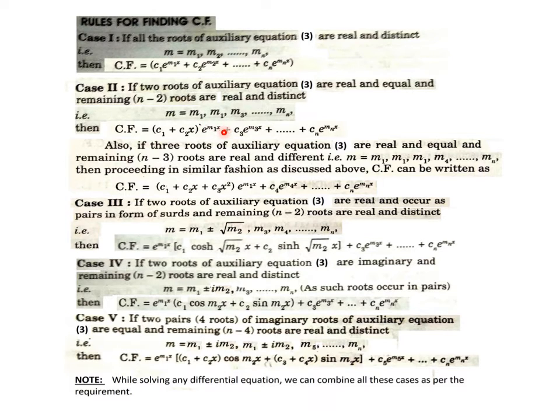And similarly we can talk about 3 roots being real and same, that is, if there exist for the auxiliary equation 3 roots that are real and equal, and the remaining n minus 3 are real and different, that is, roots m1, 3 real and equal, then m4, m5, m6 up to mn are real and distinct. Then CF for 3 equal roots is C1 plus C2x plus C3x square. Now you can understand that series. When 2 roots were equal, it ended with x power 1, 3 are equal, then it ends with x power 2. So if 4 are equal, then it will be C1 plus C2x plus C3x square plus C4x cube.